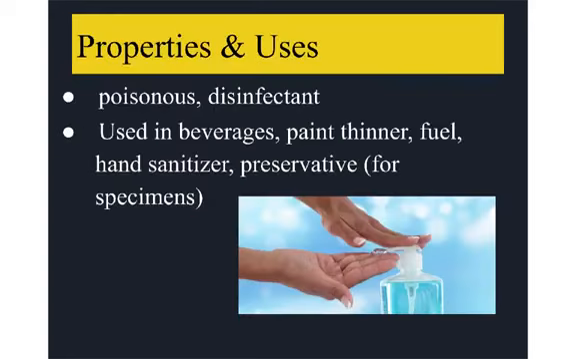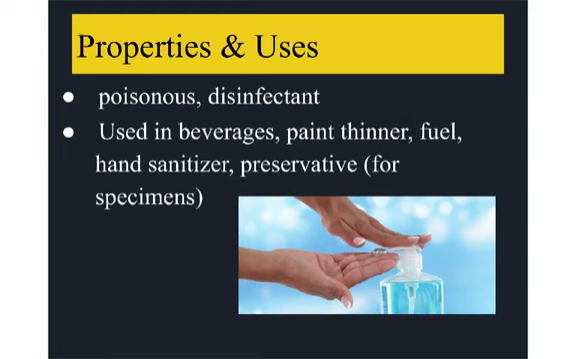Some of the properties and uses of alcohols is that they are all poisonous. So even the ones that we actually ingest are poison, and they're just less poisonous. But even hand sanitizer would be poisonous. It's used for lots of different things. Disinfectant, as you know, so hand sanitizer we're using a lot right now. And it's good as a disinfectant because it's a poison. So it will kill bacteria on your hands. And you can get poisoning from drinking too much alcohol because it is a poison.